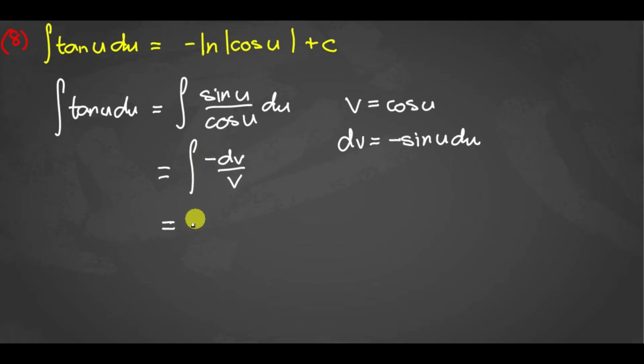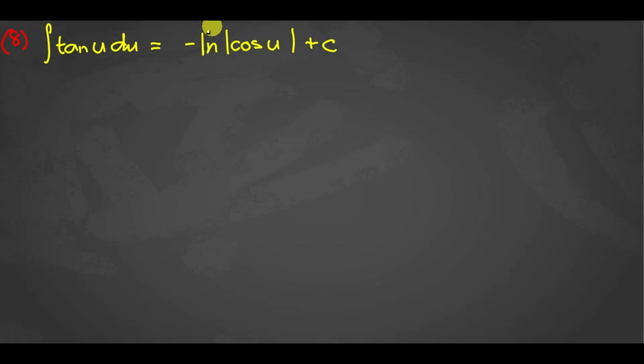Simply, the integral of negative is simply negative. Then the integral of dv over v is the natural logarithm of v, in which in this case v is cosine u plus c. Now there's also another method, in which the integral of tan u du is equivalent to ln secant u plus c.